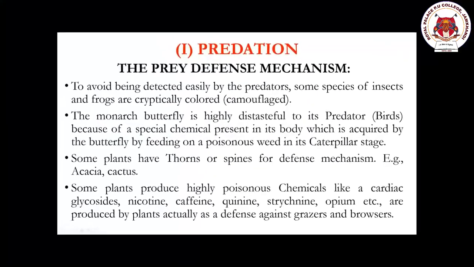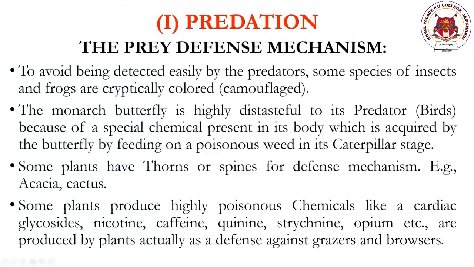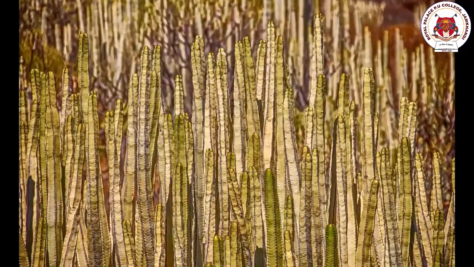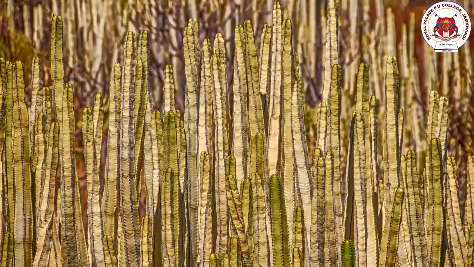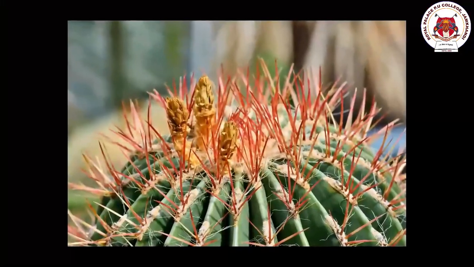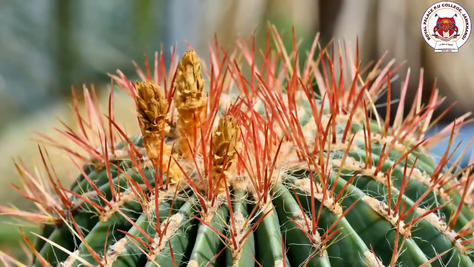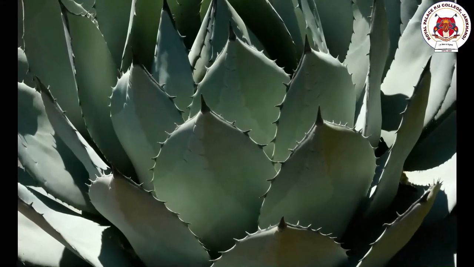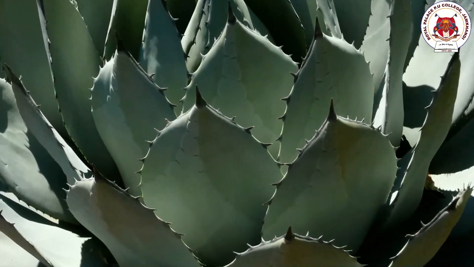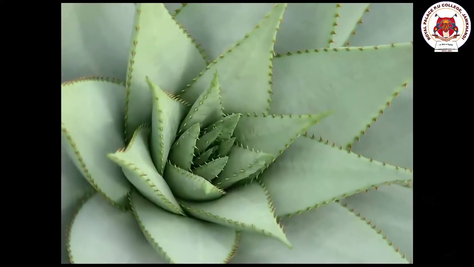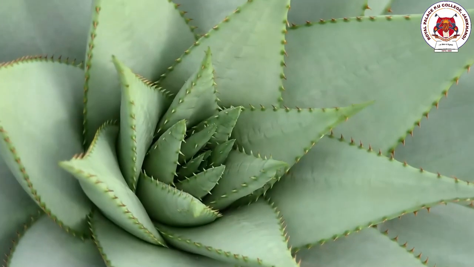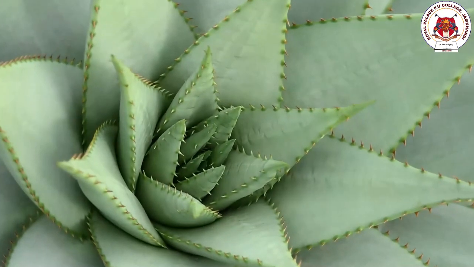If you go to deserts, as I mentioned in one of my topics called adaptations, for the defense or adaptation mechanism, some plants have developed thorns or spicules on their body. So whenever an animal tries to eat these leaves or plants, it becomes very tough for that organism to eat, because there are spines, spicules or thorns present on their surfaces, generally on their body or on their leaves.